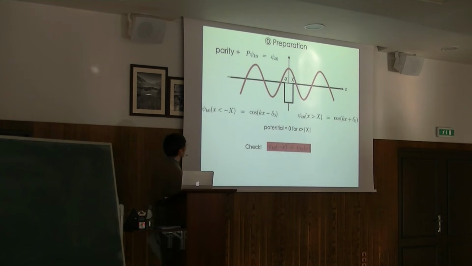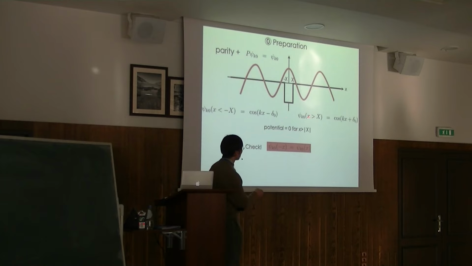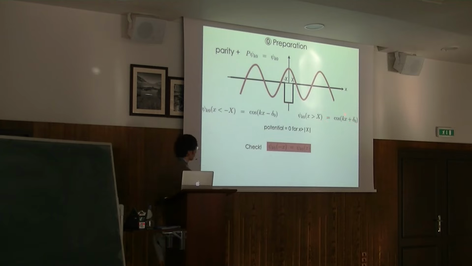And in the case of parity plus, we can define this kind of wave function. Here x is some typical distance at which the potential becomes zero. So if x is larger than that distance, this is a free wave, but with some phase shift. The right-hand side can be expressed by cos(kx + delta_0) with a phase shift delta_0, and this 0 means parity plus, even parity. And for the negative side, we can write cos(kx - delta_0). It is easy to check that cos(-kx) is actually equal to cos(kx).